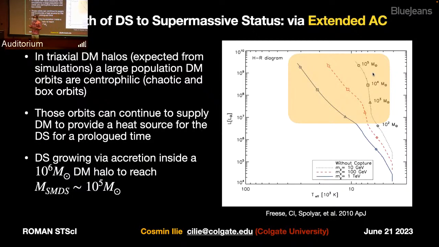And how to motivate that? Typically, dark matter halos are triaxial, meaning they would include a lot of orbits that pass arbitrarily close to the center.